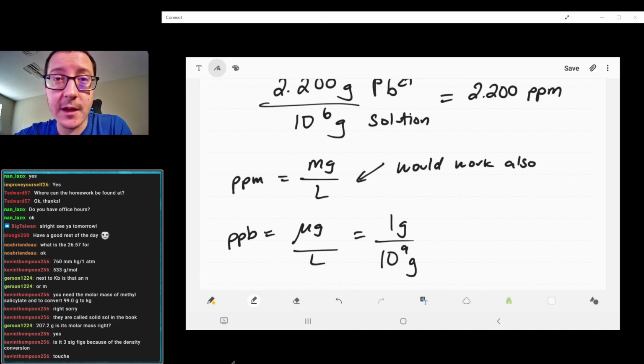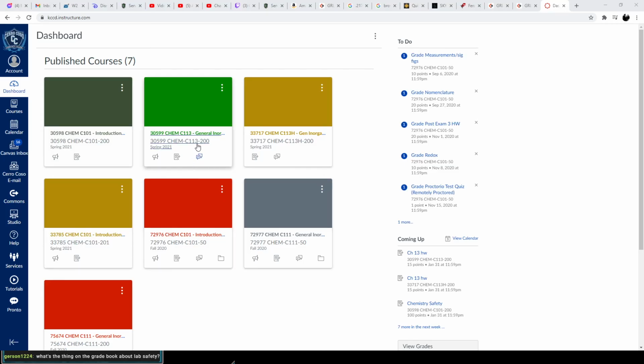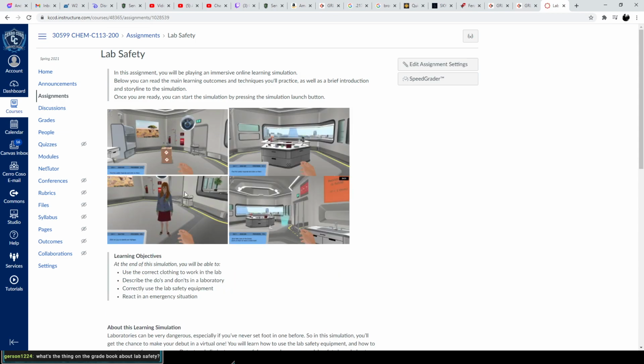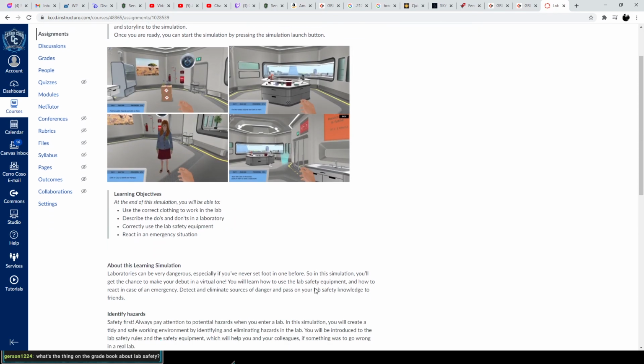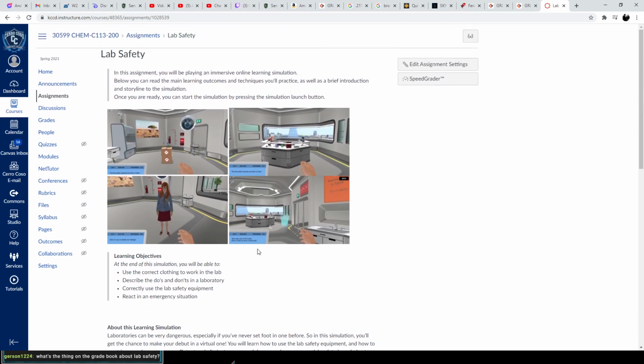It's on Canvas. How you're going to do that, I guess I can just show you right now. That is a lab simulation. So those are what we're going to do instead of labs. You will have your lab safety stuff. That's in a solution preparation simulation as well. You'll just go through those. It's a simulation. You're going to basically just learn about lab safety. It's going to have you do a couple of things, like washing stuff and using lab equipment and that sort of thing.